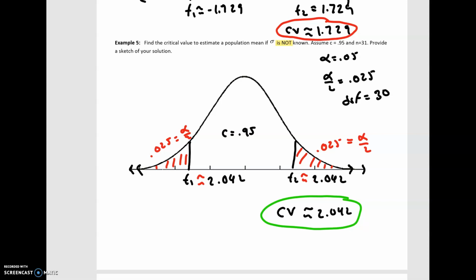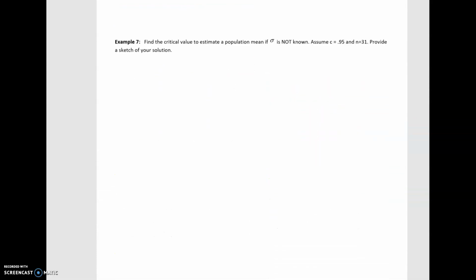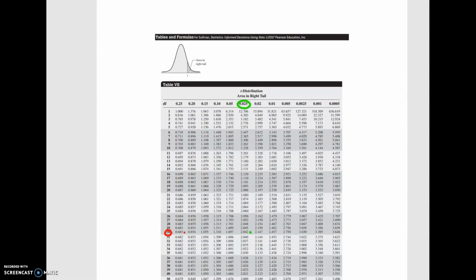Now let me double check it. 0.025 and 30 degrees of freedom. 0.025 happens to be here. And 30 degrees of freedom, it's 2.042.